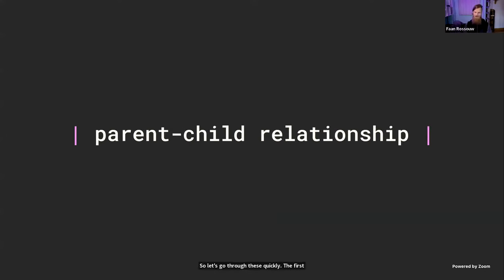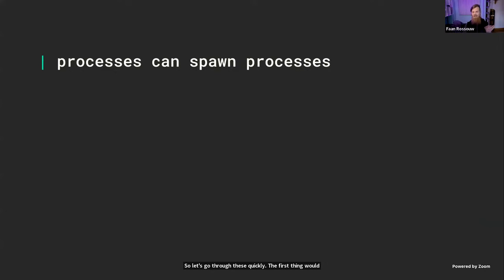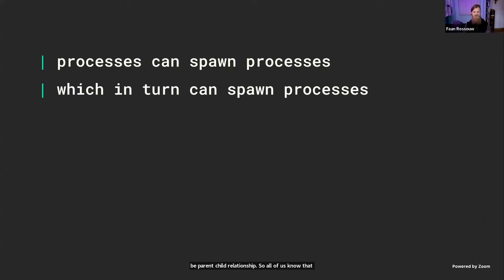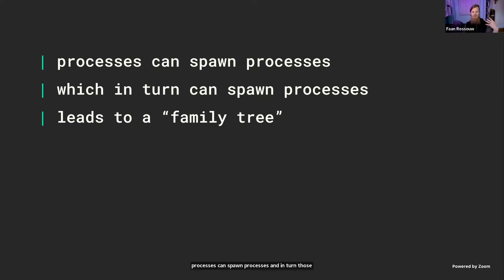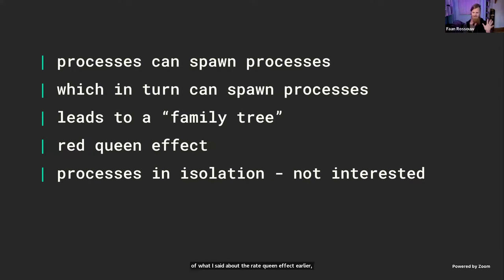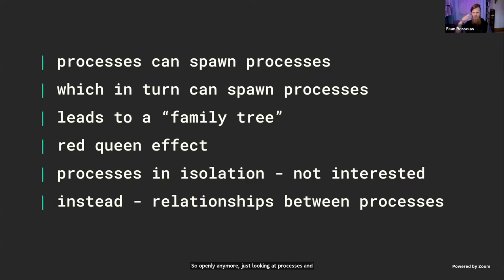The first thing would be parent-child relationship. All of us know that processes can spawn processes, and in turn, those processes can go ahead and spawn processes. This leads to a family tree, which we typically call the process tree, right? Now, because of what I said about the Red Queen effect earlier, malware doesn't necessarily hide on the level of the process so openly anymore, so just looking at processes in isolation is really not that interesting to us anymore. Rather, it's the subtext or the meta message we get when we look at the relationship between different processes that is interesting to us.